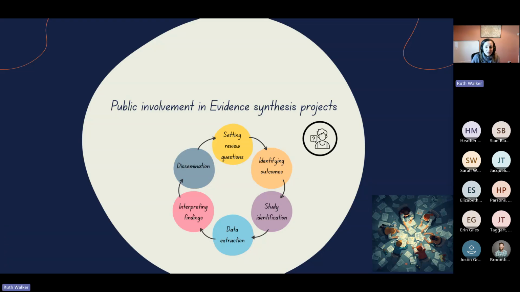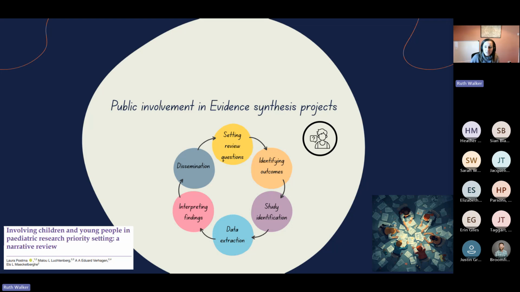However, when conducting research with children, the involvement of children in research can also be lacking in comparison to adults. Some recent work in research priority setting in children suggested that 25% of studies had parental or caregiver involvement, but only 5% directly involved children. So we're not getting the child's voice readily coming through in these types of projects.